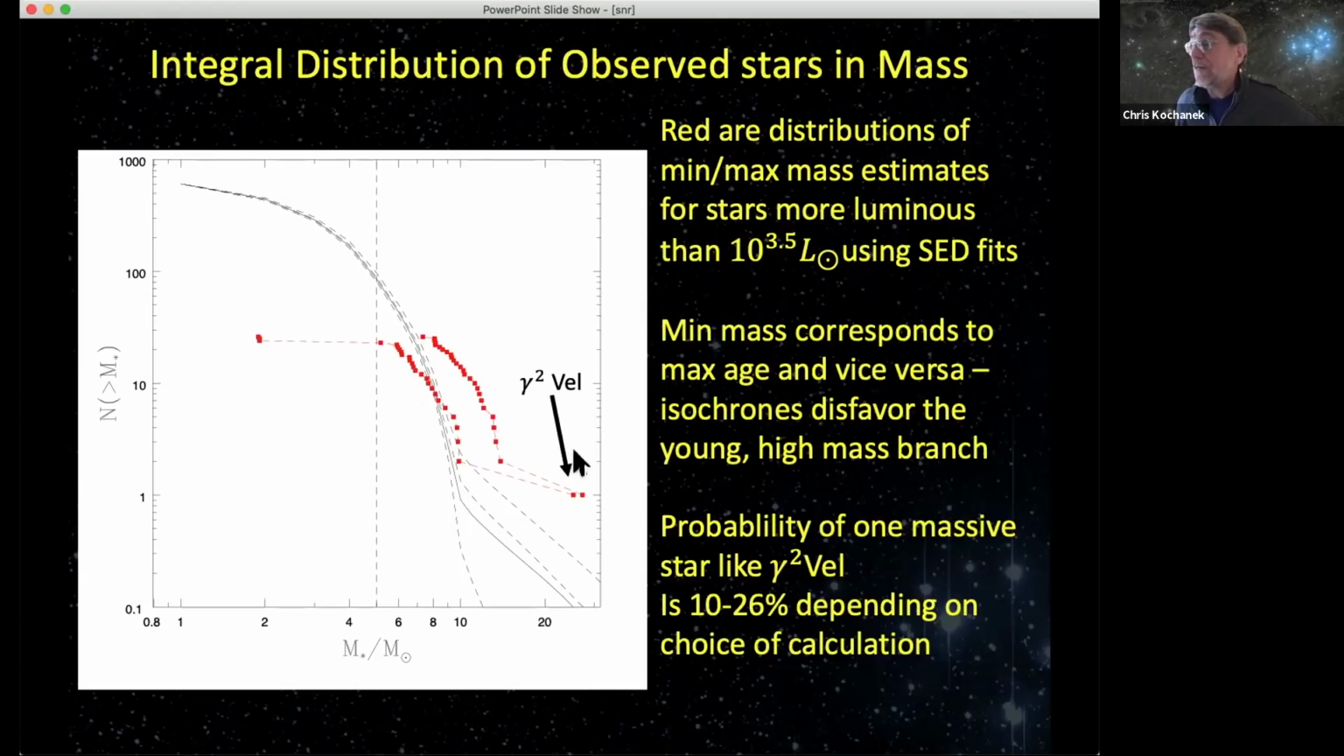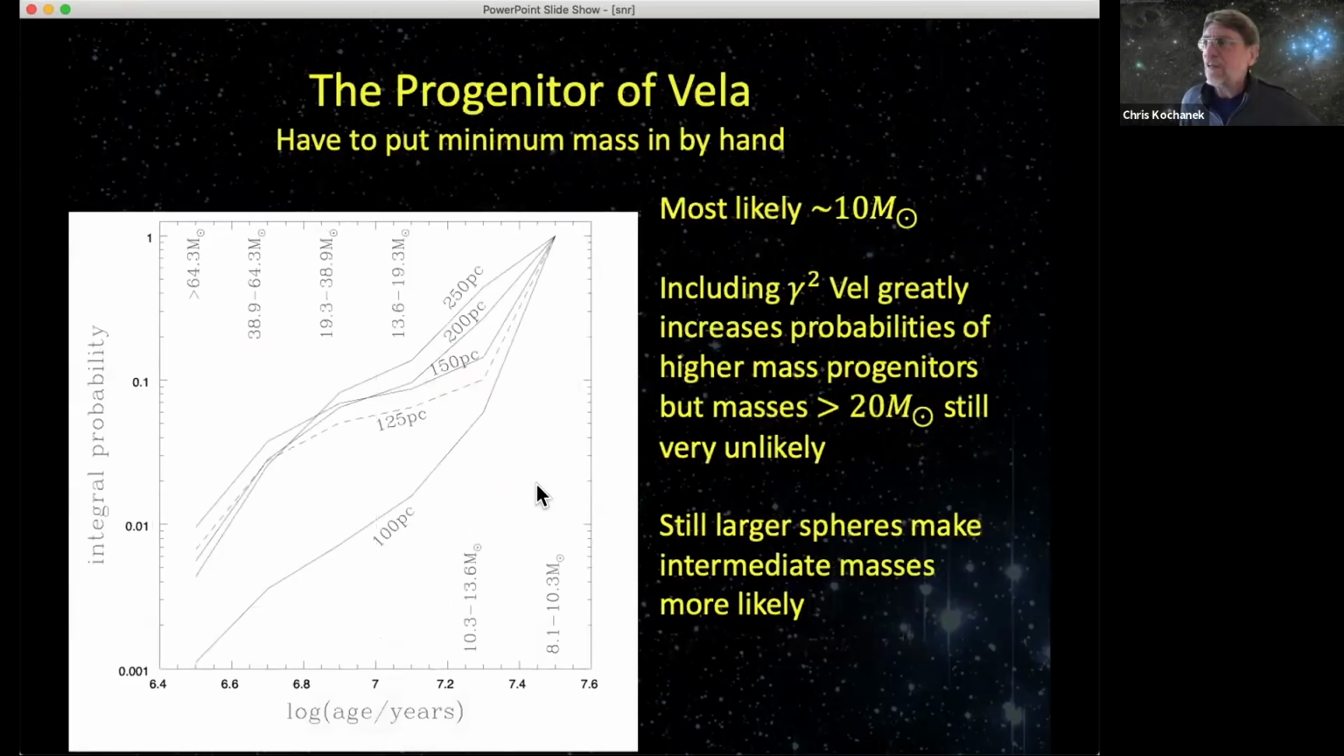Oh, and the final thing is you do have to undershoot Gamma2. Basically, there just aren't enough stars in here to have the predicted curves go through Gamma2. Gamma2 is not wildly unlikely, depending on exactly how you want to do the calculation. The probability of this star formation history leaving you with a star like Gamma2 is something like 10 to 25%.